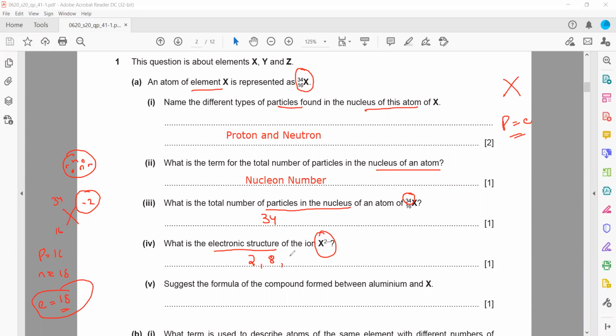Suggest a formula of a compound formed between aluminium and X. If aluminium reacts with X, aluminium is group 3, so plus 3, and X is minus 2. So what will be the formula of the compound?